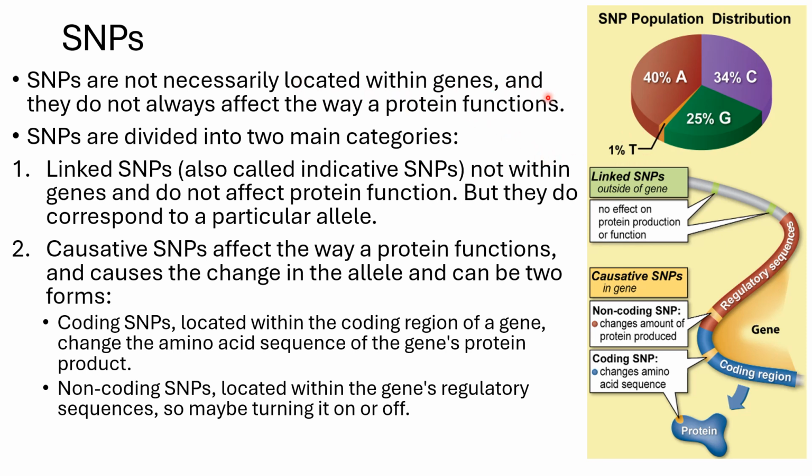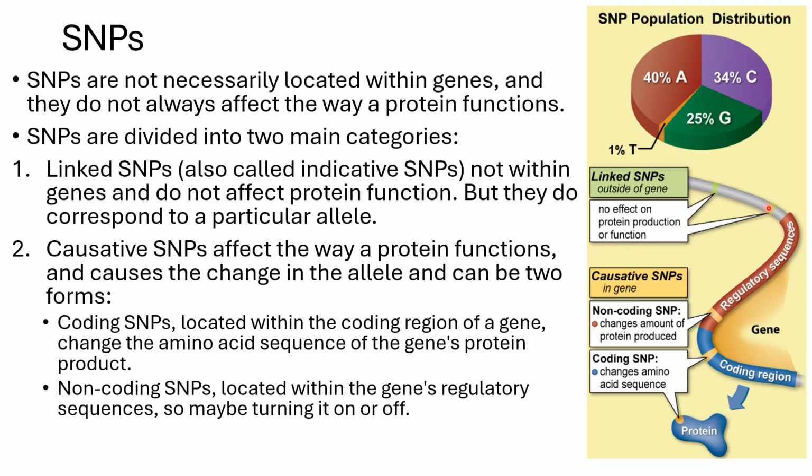So they're not always located within genes. They do not always affect the way a protein is used. So linked SNPs, also called indicative, I indicate, are not within the genes and do not affect the protein function, but they do correspond to a particular allele. So in other words, it can be outside these SNPs, but if they are there, it means that the gene you're looking for is downstream of it.